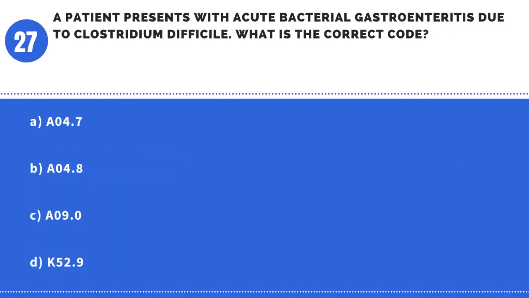Question 27. A patient presents with acute bacterial gastroenteritis due to Clostridium difficile. What is the correct code? A. A04.7. B. A04.8. C. A09.0. D. K52.9.